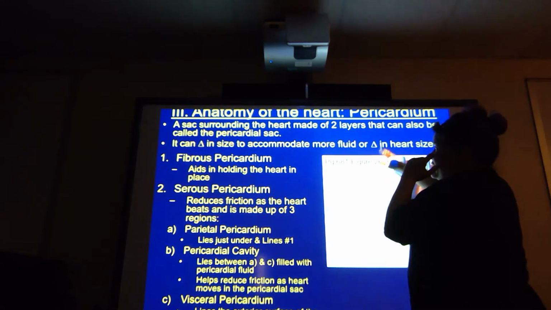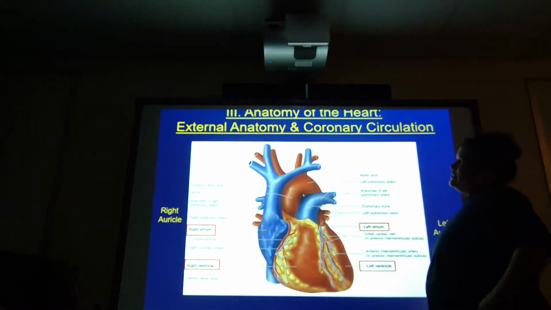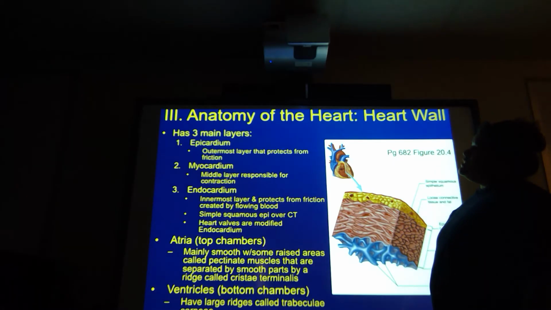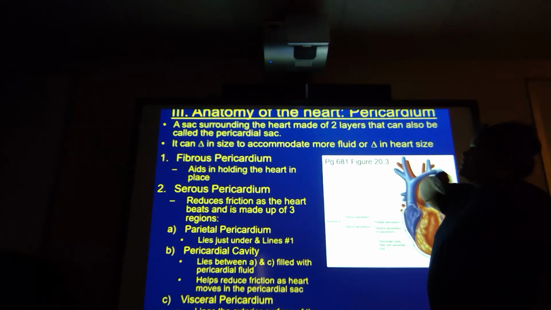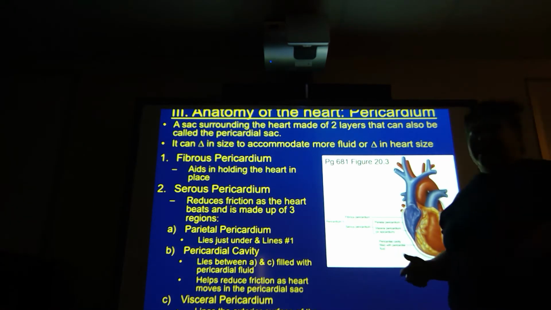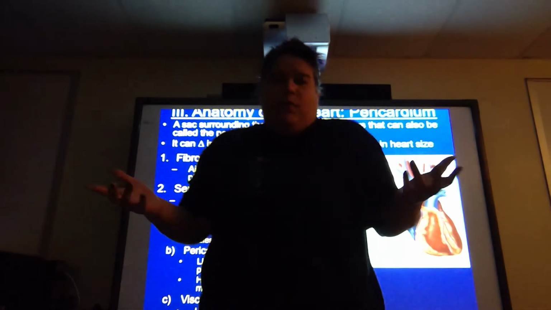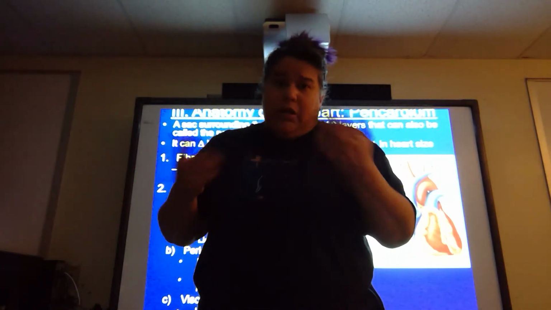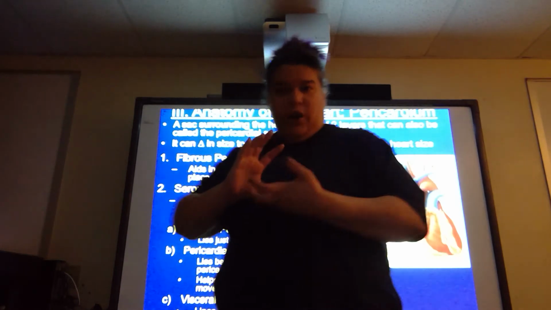Your heart pumps 24 hours a day, 7 days a week, 365 days a year, from before you are born until the day you die. It doesn't take a break. It doesn't take a breather. So you have to have kind of protection around your heart. There's a sac surrounding the heart. It's made of 2 layers that can also be called the pericardial sac. Peri means around, and then what's a cardio? Heart. So you've got this sac that sits around your heart.